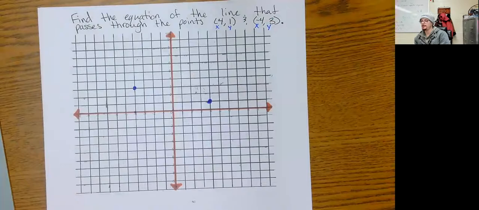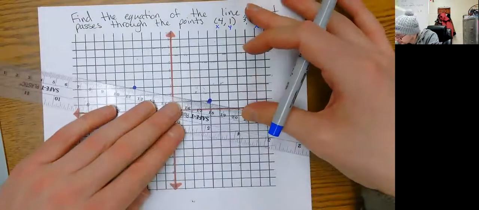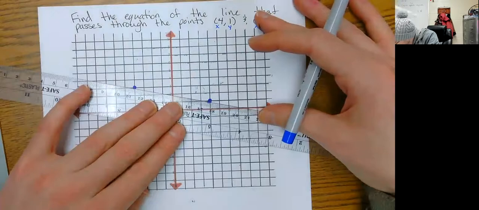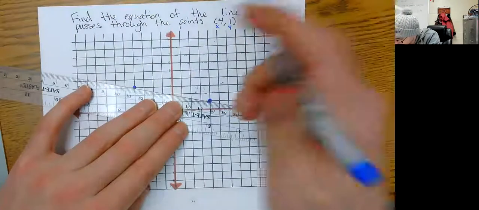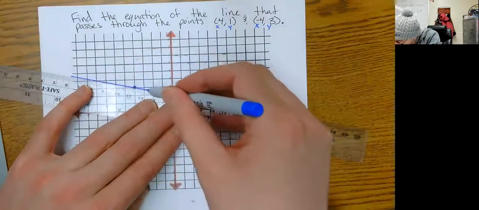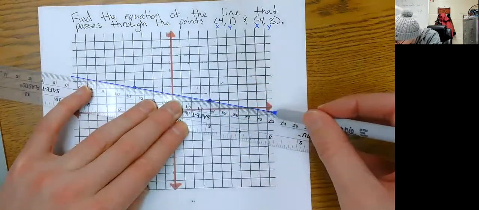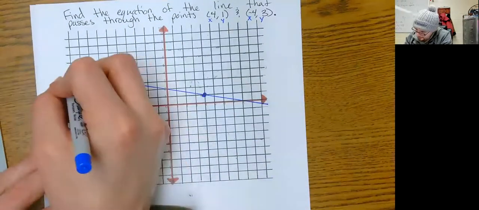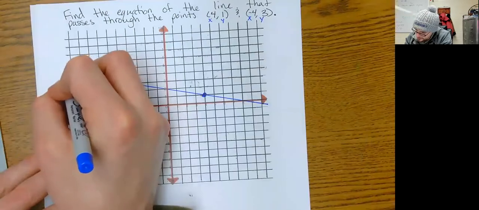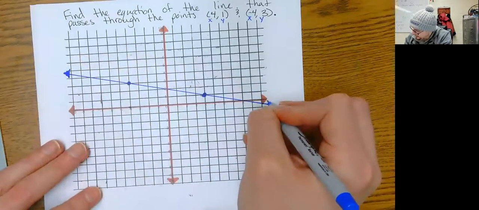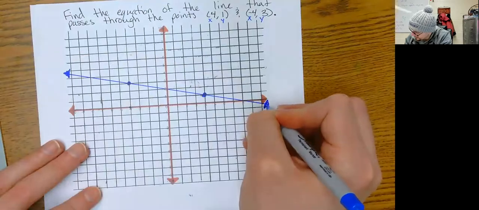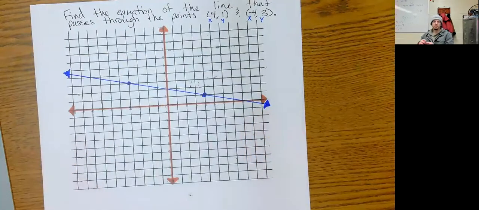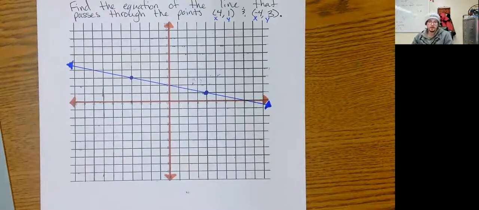I'm going to grab my handy dandy ruler, and to the best of my ability, do a nice little sketch through here. All right, and then on the end, I've got to put my arrows because this goes on forever. It doesn't just stop. Goes on forever. All right. So now we can find the equation of the line.